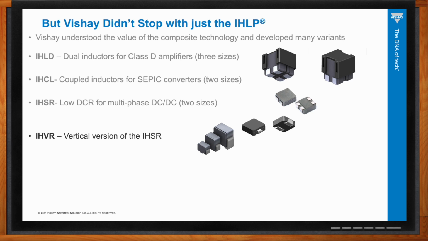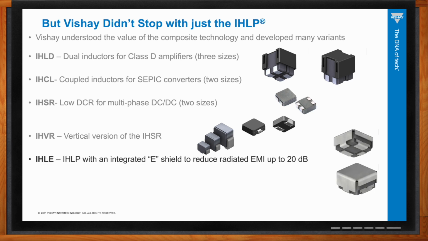And one of my favorites is our IHLE. This is an IHLP with an integrated E-shield to reduce radiated EMI up to about 20 dB. Now this is really exciting because EMI is one of the things that many engineers struggle with when they're trying to release their product to the market, that they have to pass certain EMI restrictions, and that can sometimes be difficult. The IHLE can help with that.